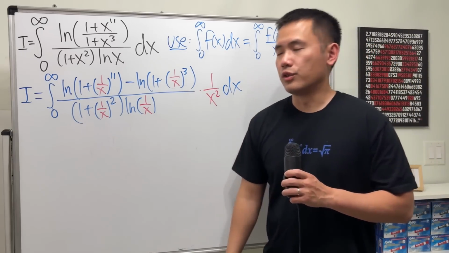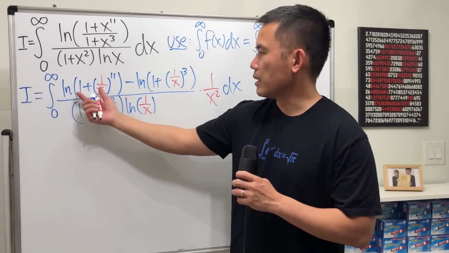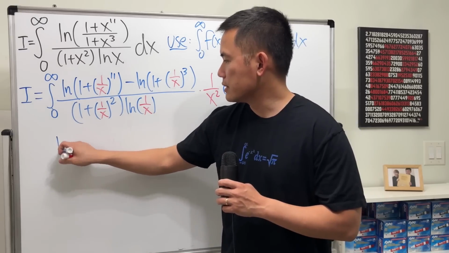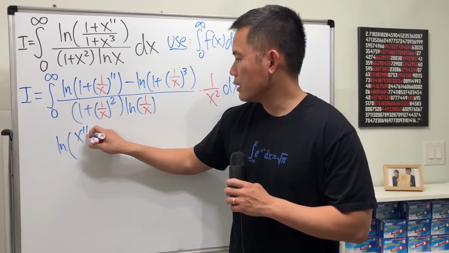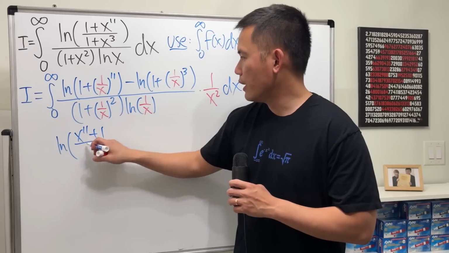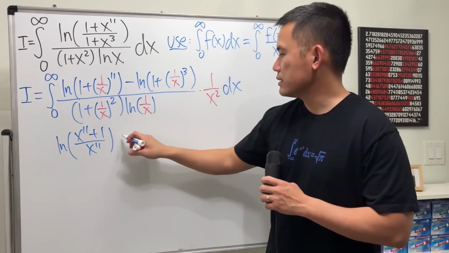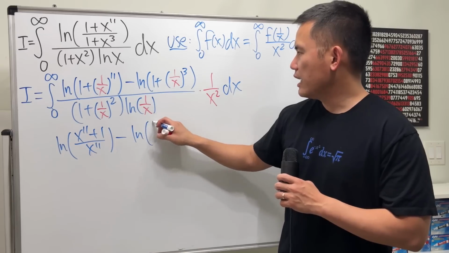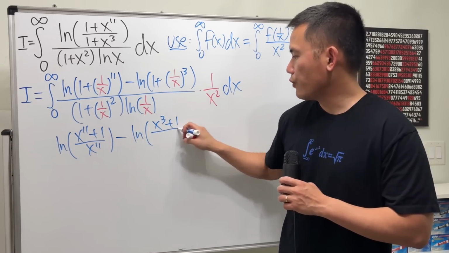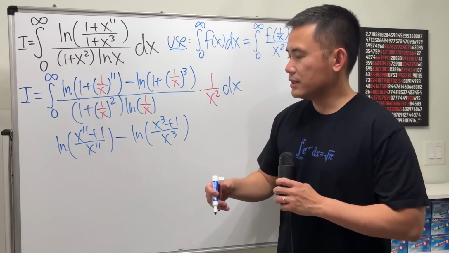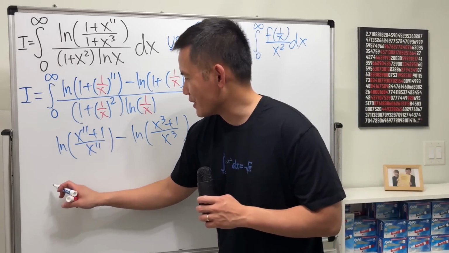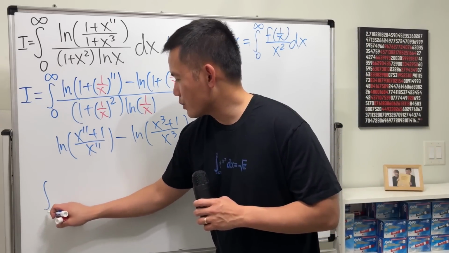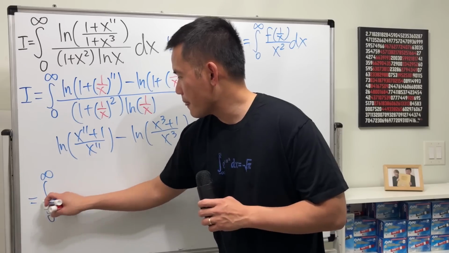And we can simplify this a little bit. For example, we can get the common denominator right here. So that is the same as ln of x to the 11th power plus 1 over x to the 11th. And likewise, this is the same as x to the third plus 1 over x to the third. And then use the log property to split this again. That's kind of cool. Let's have a look. So this is going to be the integral going from 0 to infinity.